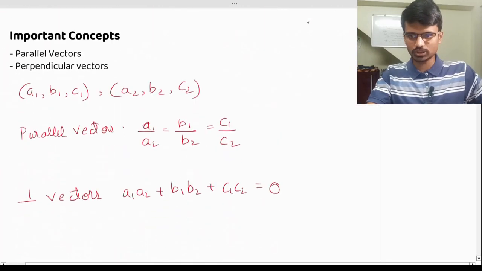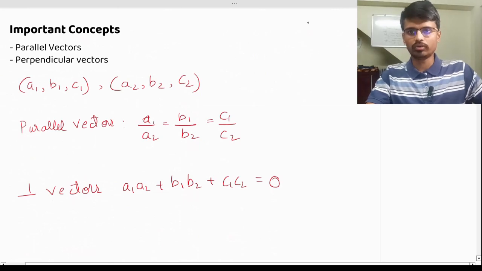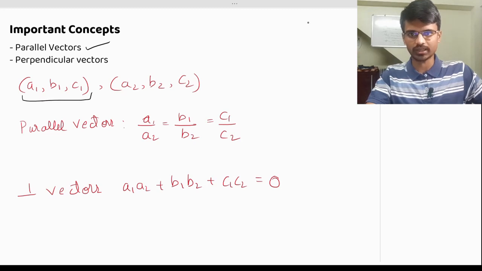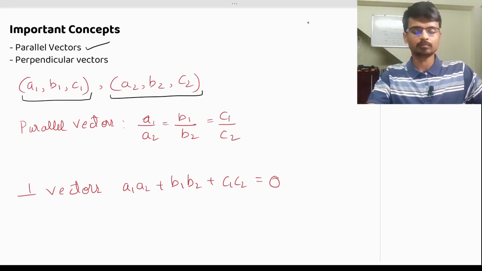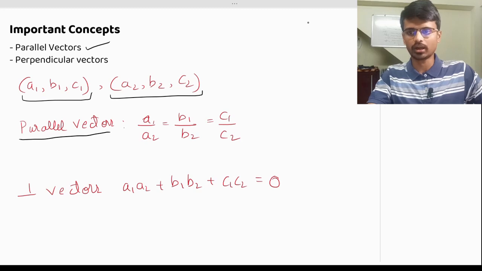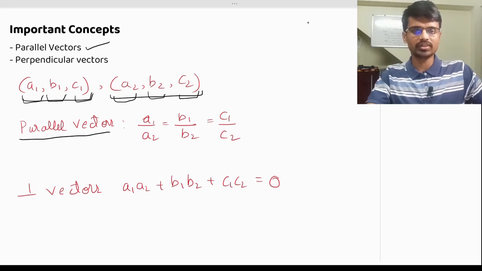These two conditions you need to know. Suppose we are given two vectors and say they are parallel. These are the direction ratios of those vectors: a1, b1, c1 and a2, b2, c2. These are two vectors, and if I want to check whether these two vectors are parallel, how do I check? I just have to take the ratio of their corresponding components: a1 by a2 equal to b1 by b2 equal to c1 by c2. If they are in proportion, I can conclude that these two vectors are parallel.